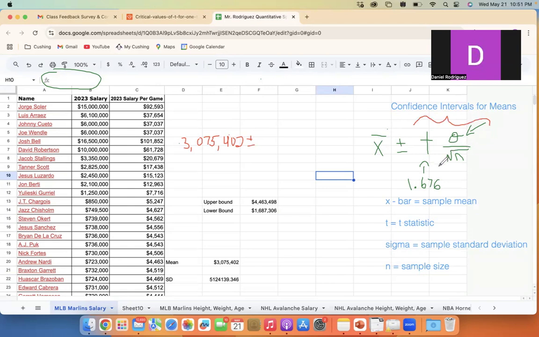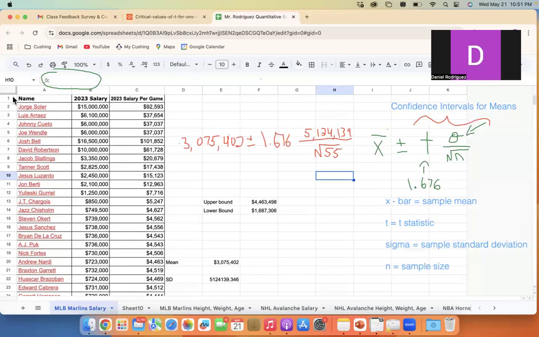So whatever you get here for your T statistic multiplied by the sample standard deviation divided by the square root of the sample size, that altogether is the margin of error. So we're going to add that to the sample mean. We're also going to subtract it from the sample mean. So let's fill in those numbers. For T, we got 1.676 using the table, and that's based on our degrees of freedom and our confidence level. And then sigma, we got as 5,124,139. And we're going to divide that by the square root of my sample size. My sample was 55, so I'll take that square root of 55.